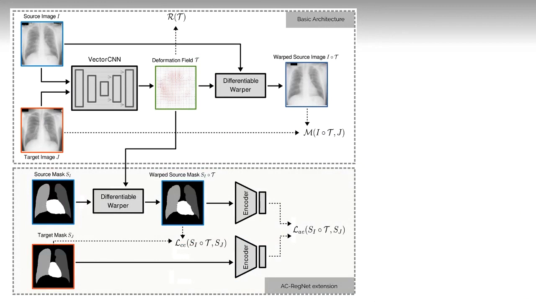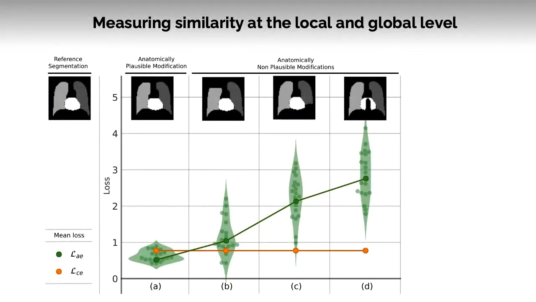Okay? But this is for a completely different problem. It's for image registration. And why does it work? Why does this idea of having complementary loss functions work? Well, one experiment we did in this paper was really simple, but it tells us why these two are complementary loss functions. If you look here, I have a reference segmentation.